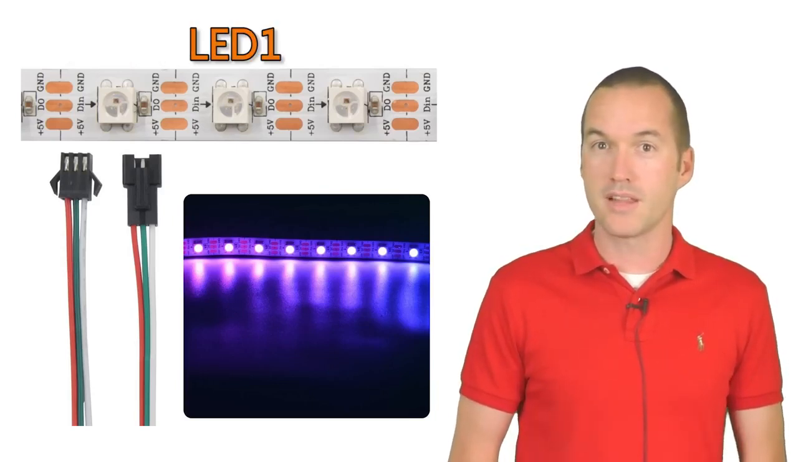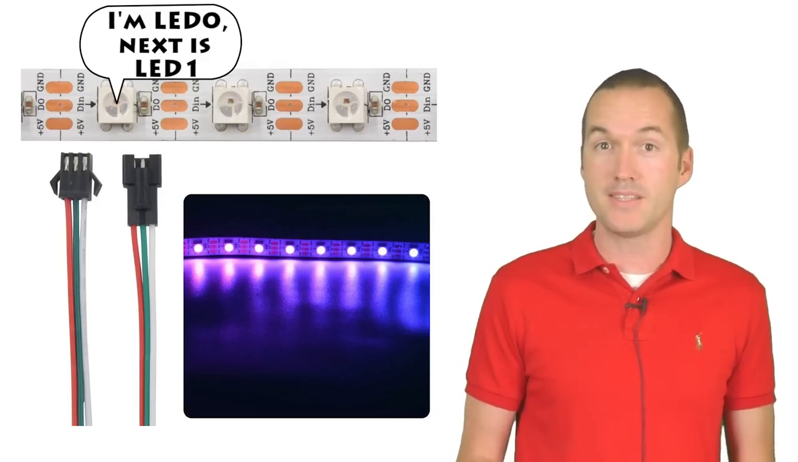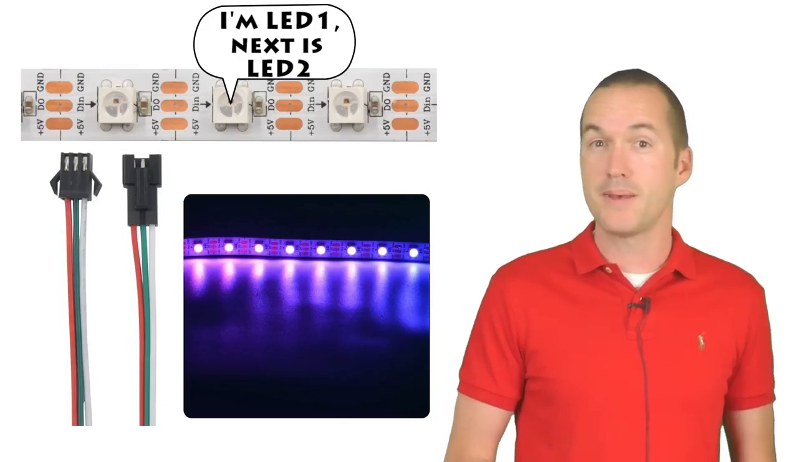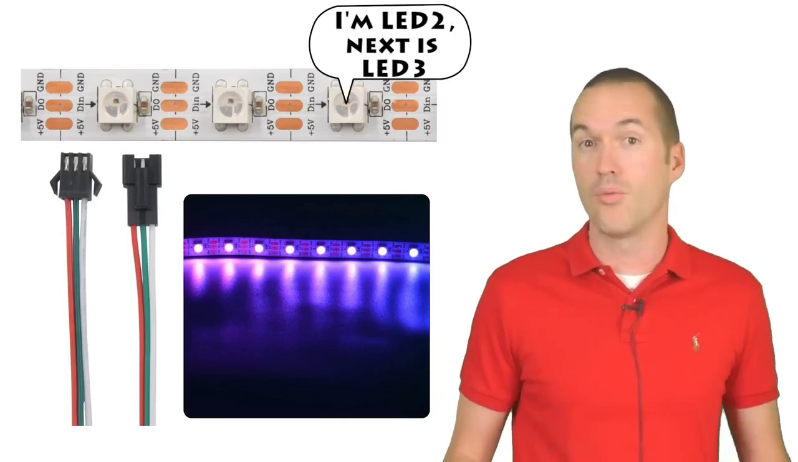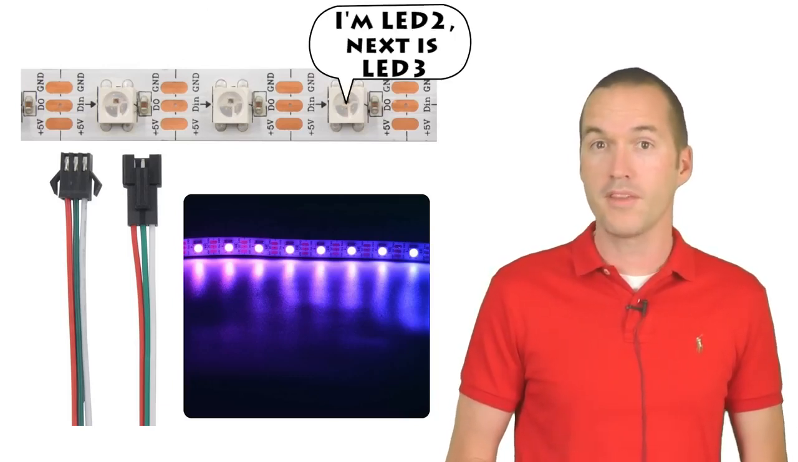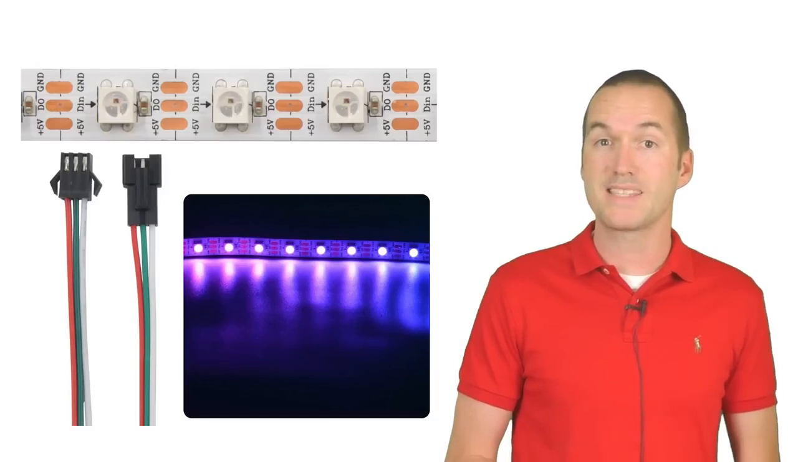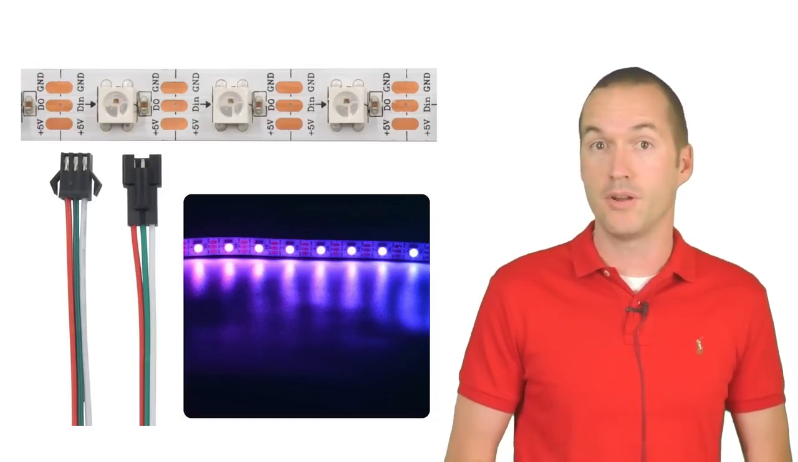In other words, the first LED says, okay, I'm LED 0. The next guy who gets this message is LED 1. And this message continues down the strip until there's no more LEDs left. The important thing for you to know here is that each LED in the strip needs to be given specific instructions with that specific address in order to turn on.